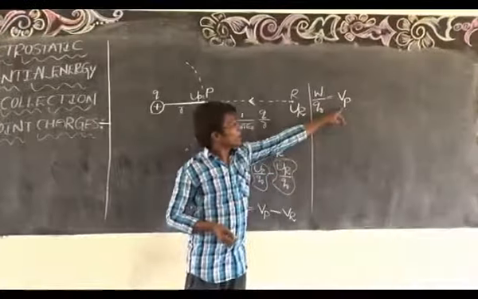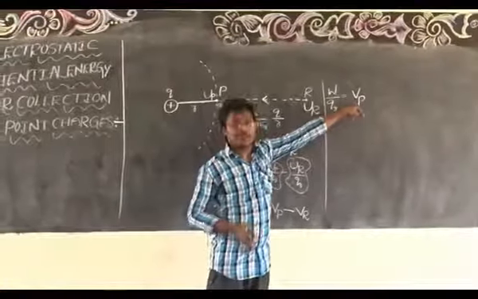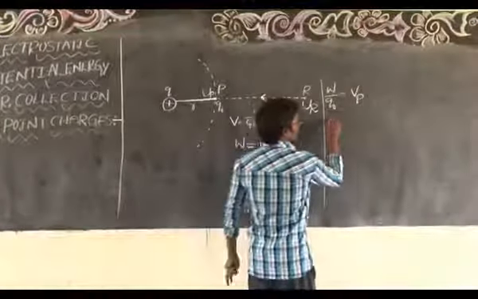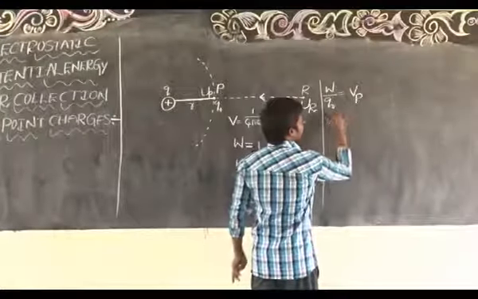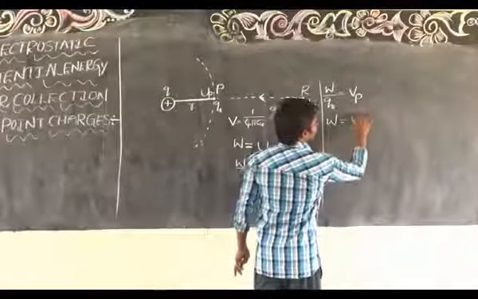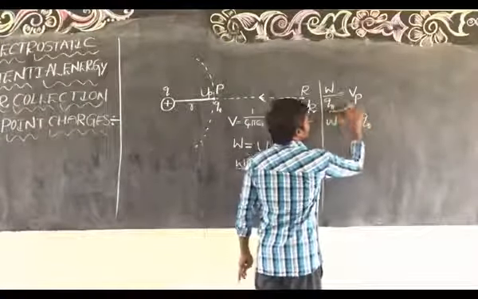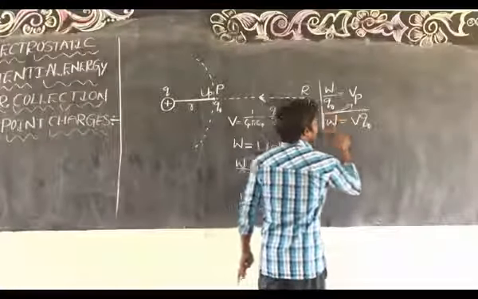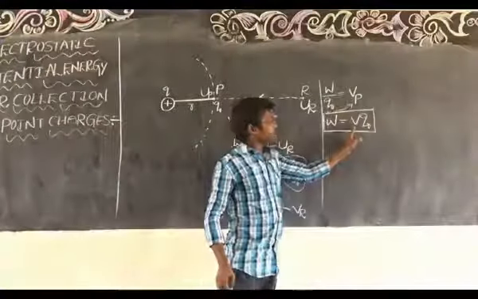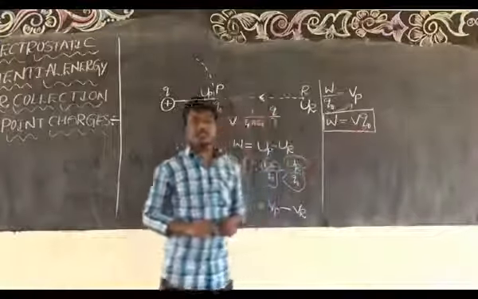Now here only one point is there, so there is no need to write V_P. You should write V. So work done is equal to, I am sending the test charge to this side, V into test charge. So what is the remaining? Work done is equal to electrostatic potential into test charge.